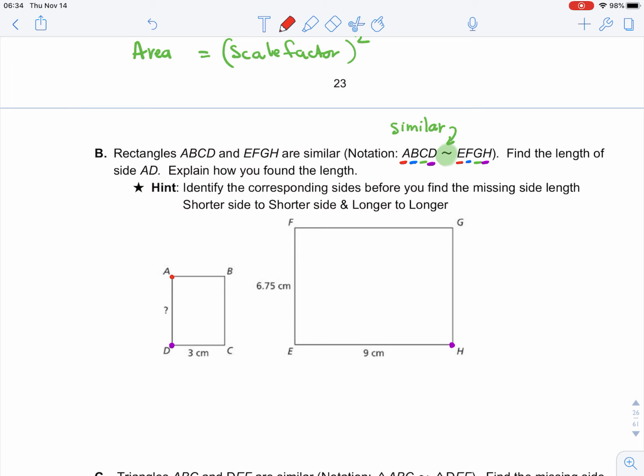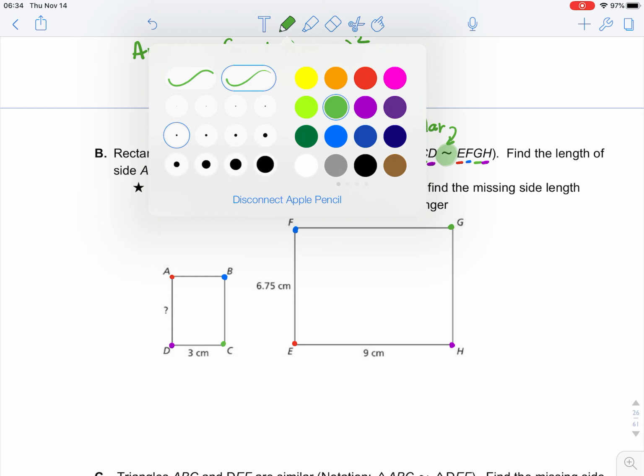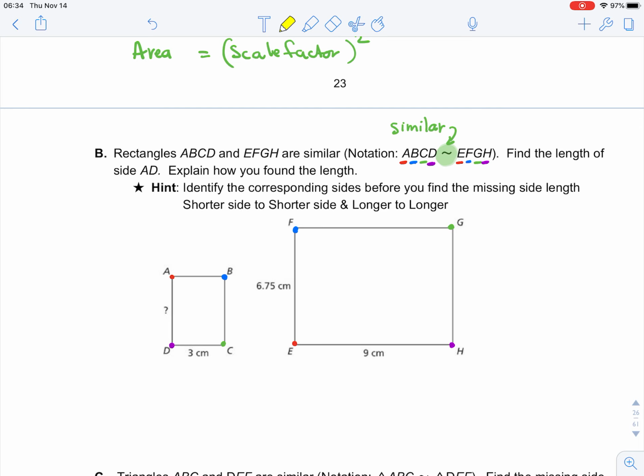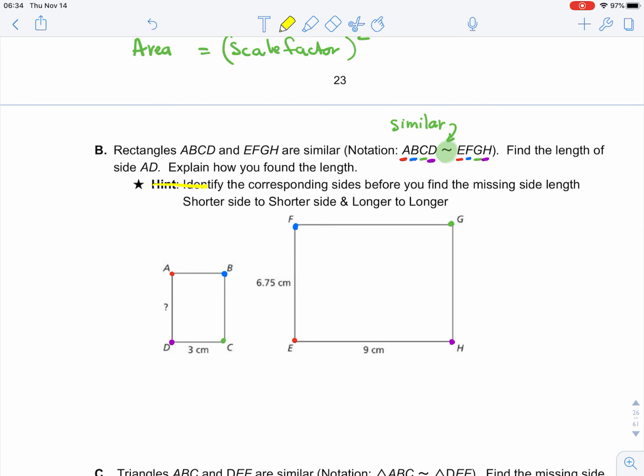So H and D should match. A and E should match, and F and B match, and G and C should match. So what you'll notice is shape ABCD rotates before it gets bigger, or it gets bigger and then it rotates. Okay, so we have to match up the correct sides together. So please don't get confused which side is which. Okay, so, oh, here's our hint. Hint: identify corresponding sides before you find the missing side lengths. Shorter side to shorter side, longer side to longer side.